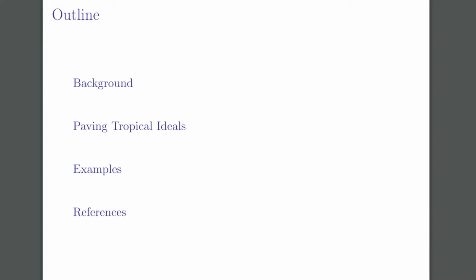So I'm going to start by giving a lot of background. I'm hoping that there will be at least 30 minutes worth of background so no one gets lost when we start talking about the results. And then I'll tell you what the titular object is, paving tropical ideals, and the elementary results that allow us to work with paving tropical ideals. And then I'm going to tell you the most important thing that we get out of this paper, which is about examples of paving tropical ideals and how we can use them to prove useful results. So that's the structure of this talk.